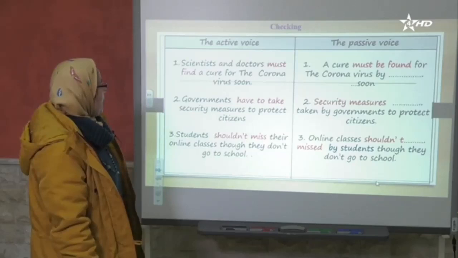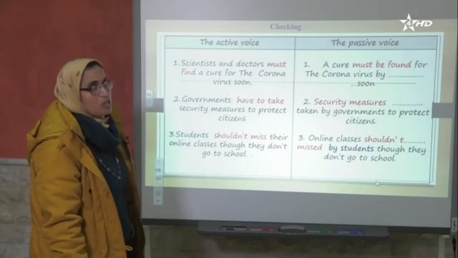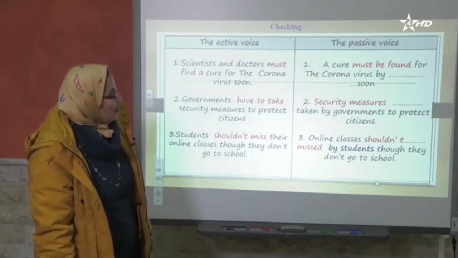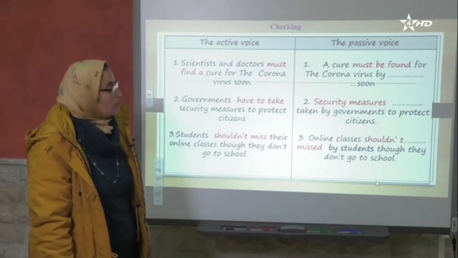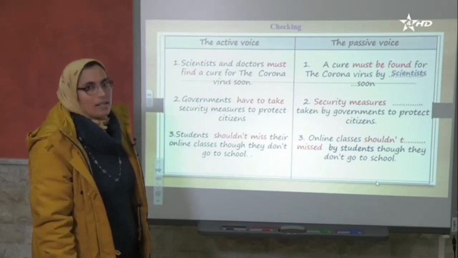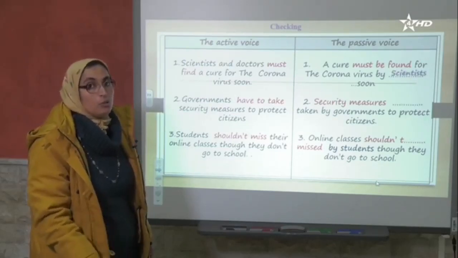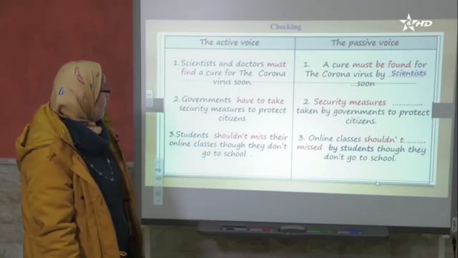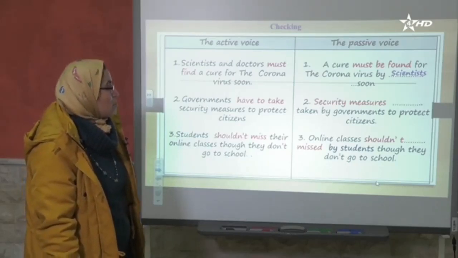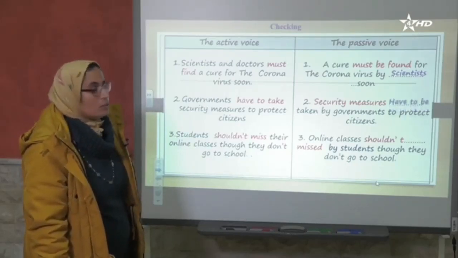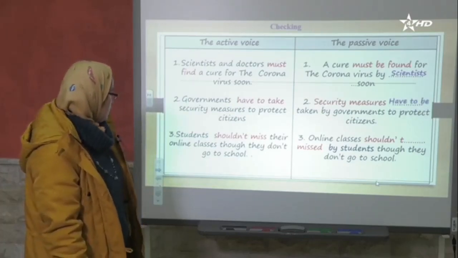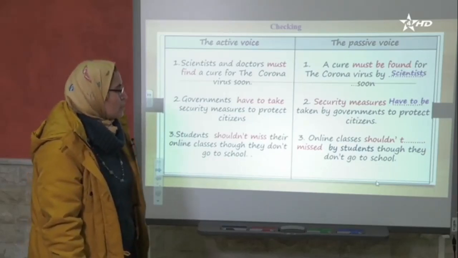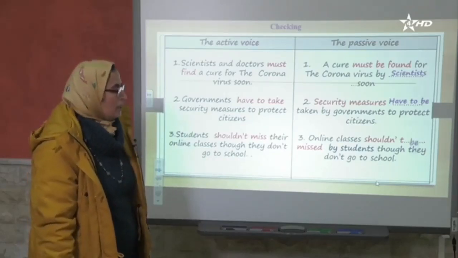Scientists and doctors must find a cure for the coronavirus very soon so that you go back to school. A cure must be found for the coronavirus by who? By scientists. Here it's important to insert the agent. Security measures, in the second sentence: governments have to take. Security measures have to be taken. Great. Students shouldn't miss their online classes though they don't go to school. Online classes shouldn't be missed. Great.